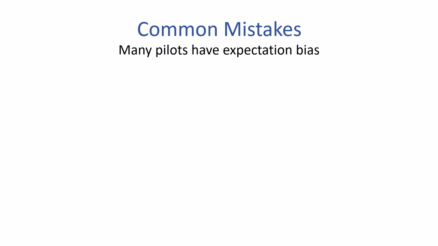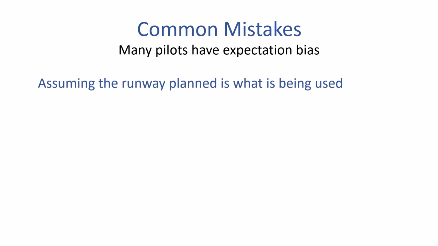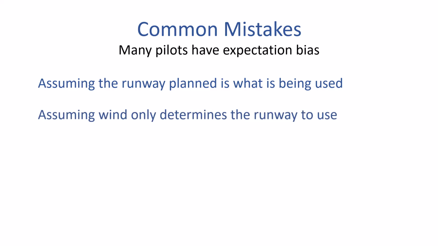So just because you plan something doesn't mean that's the way it's going to go. You can't get into that attitude of, well, I was expecting this, and just doing it. You have to double check to make sure things are the same as what you planned or if they've changed. So the number one mistake is assuming the runway plan is what's being used, as I just talked about with the wind direction and calm winds and things like that. So pay attention to what runway is being used.